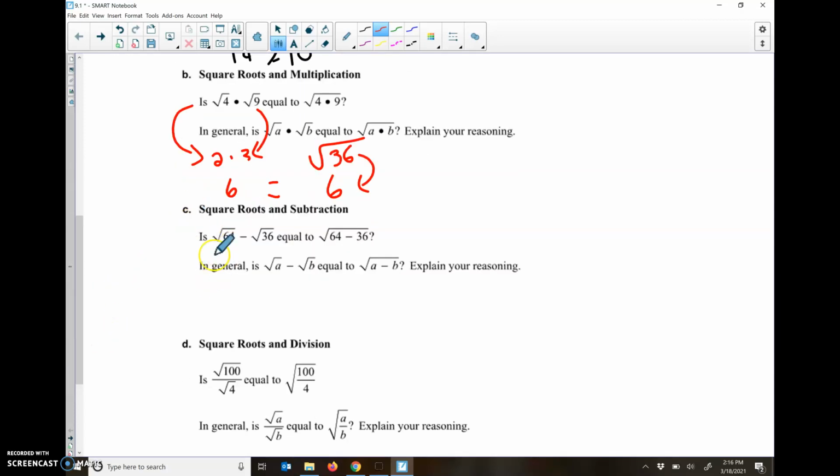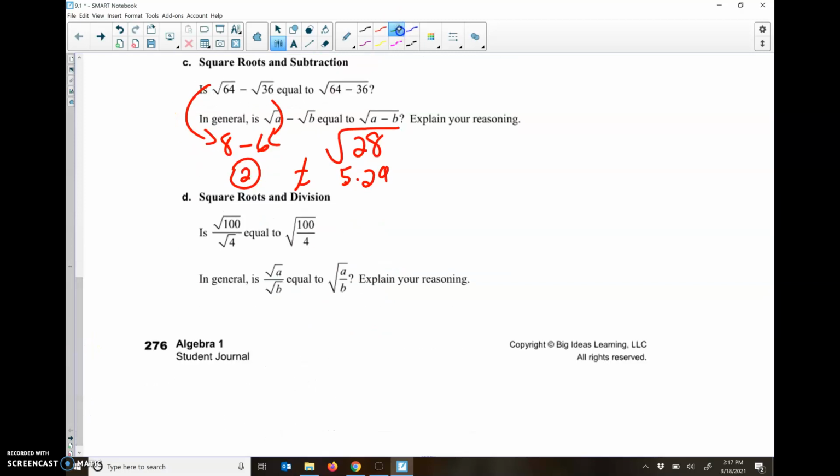Subtracting. So square root of 64 again is 8. Square root of 36 again is 6. So 8 minus 6 is 2. If I subtract them first, square root of 64 minus 36 is really the square root of 28, and the square root of 28 is about 5.29. So it doesn't work for subtracting either. So adding and subtracting don't work. Multiplying does work. Let's see if dividing works.